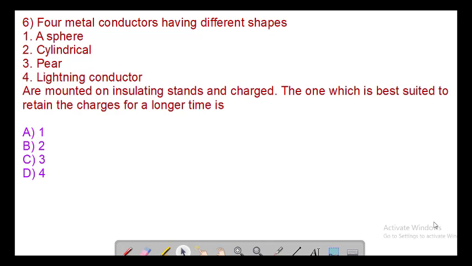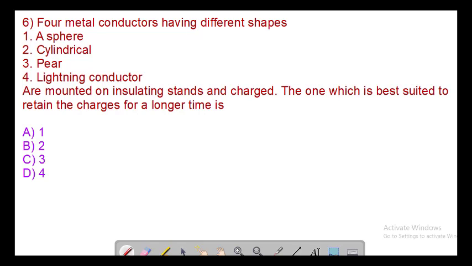Next is question number 6. Four metal conductors having different shapes, sphere, cylindrical, pear, and lightning conductor, are mounted on insulating stands and charged. The one which is best suited to retain the charges for a longer time is... If we are charging all these four conductors, which one will retain charge for a longer time? Because they are insulated, there is some leakage of charges. In which case is the leakage very less?